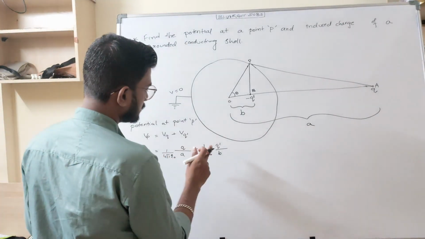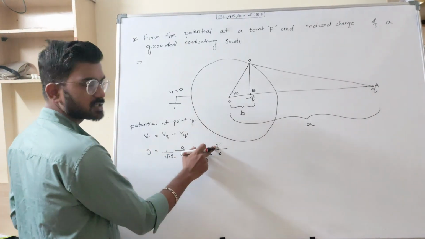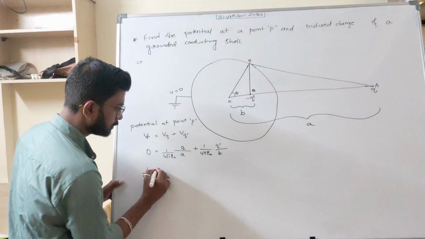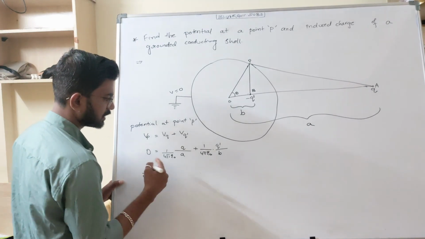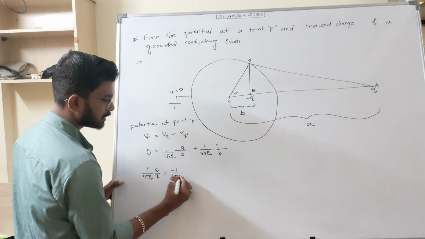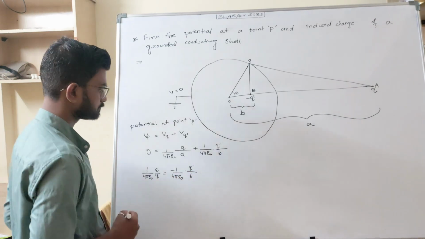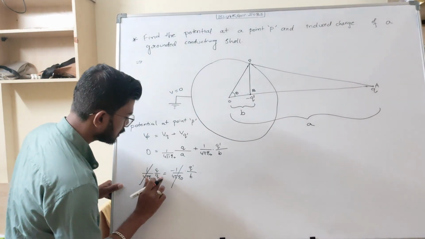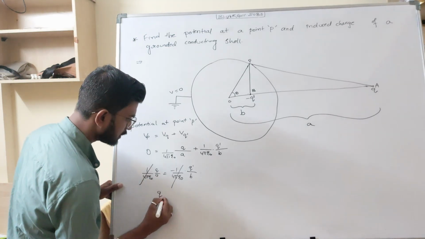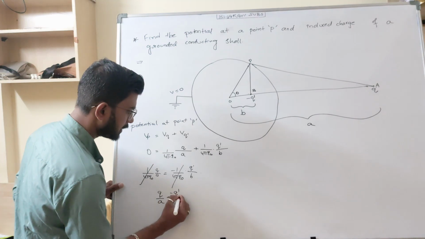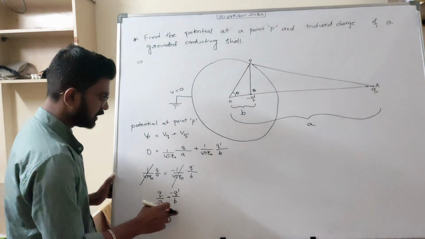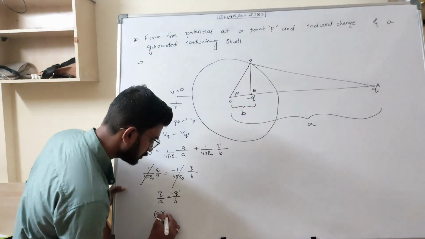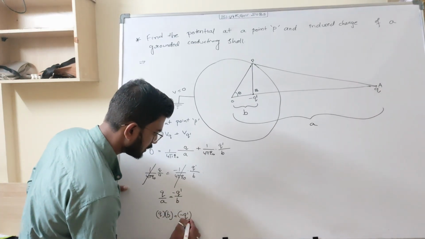Now I am calculating. If I transfer this to the left hand side, I get 1 by 4 pi epsilon naught q by A is equal to minus 1 by 4 pi epsilon naught q dash by B. The 1 by 4 pi epsilon naught cancels, so q by A is equal to minus q dash by B. Again, if I cross multiply on both sides, q into B is equal to minus q dash into A.